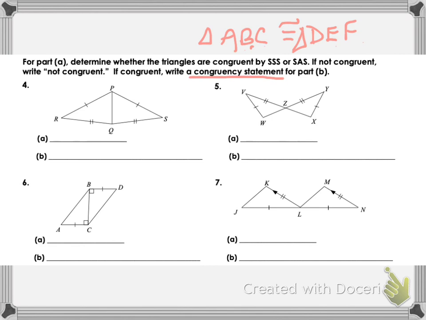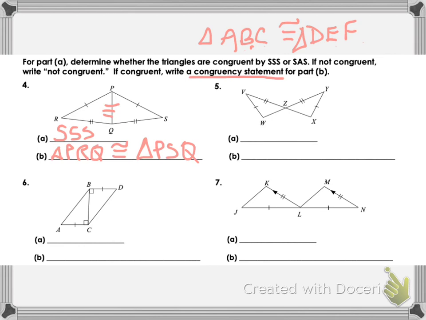Okay, looking at number 4, I see a side that they are sharing. So I'm just going to mark it. Now I look at these two triangles, and I see that they are congruent by side, side, side. So when I write the congruency statement, PRQ is congruent to, I've got to match it up with the parts that would be the same. So PSQ would be the order of letters I want in the second one.